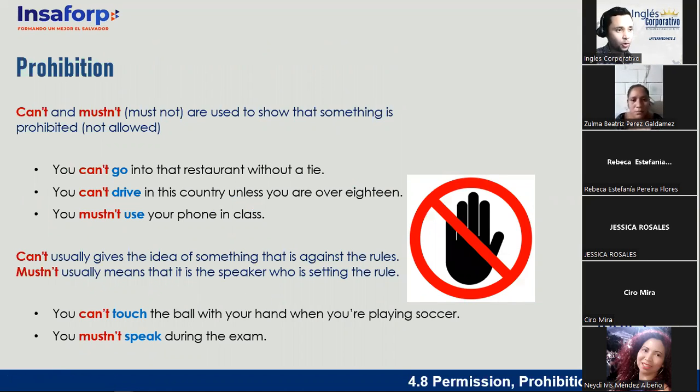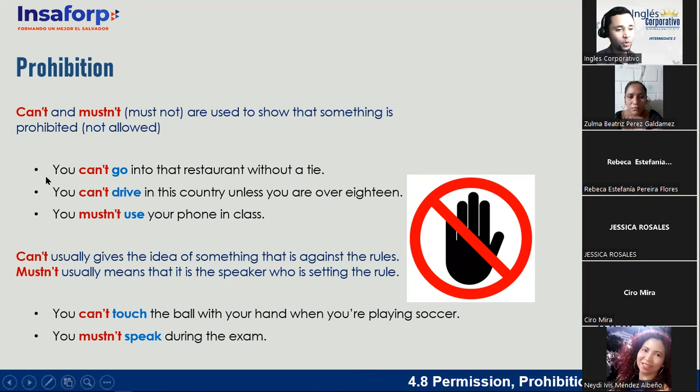Now we're going to study modals of prohibition. Okay, when you say, no, this is prohibited. It's not allowed. Now look, can't and mustn't. Mustn't is the short form of must not. Okay, can't and mustn't are used to show that something is prohibited. That means not allowed, not permitted. Okay, and you have some examples.